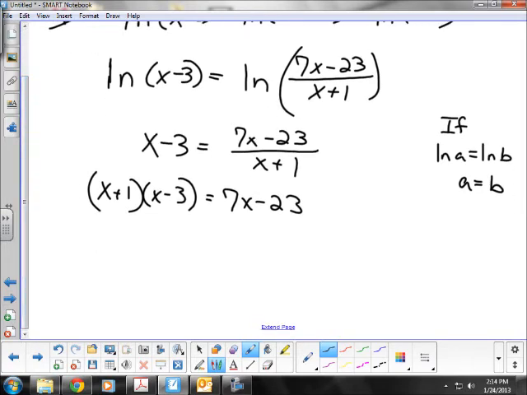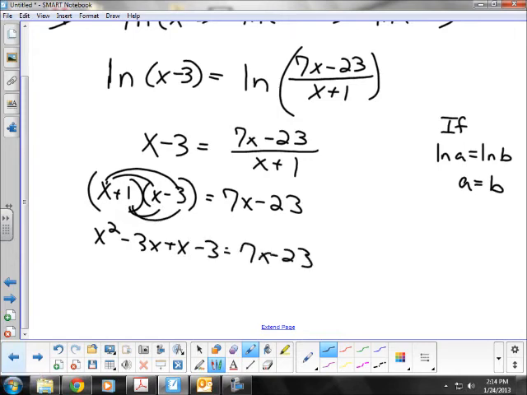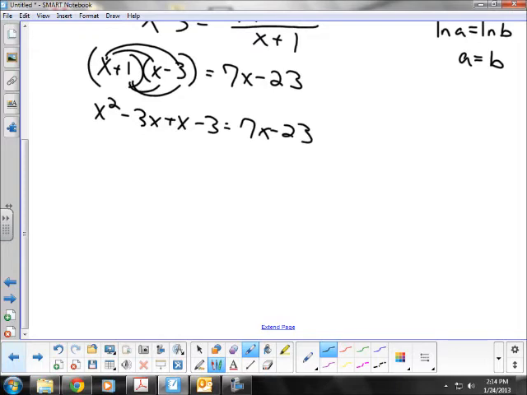And then I get through FOIL, I'm going to get x squared minus 3x plus x minus 3. So combining like terms, I get x squared minus 2x minus 3 equals 7x minus 23. Now, how am I going to go about trying to solve that? Everything has to be on one side. So I'm going to subtract the 7x first.